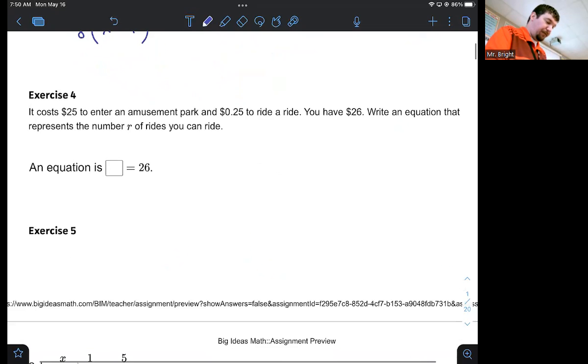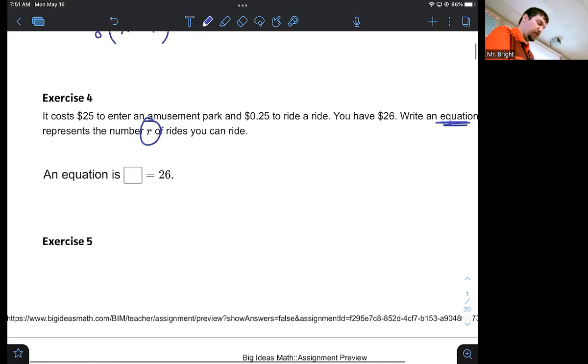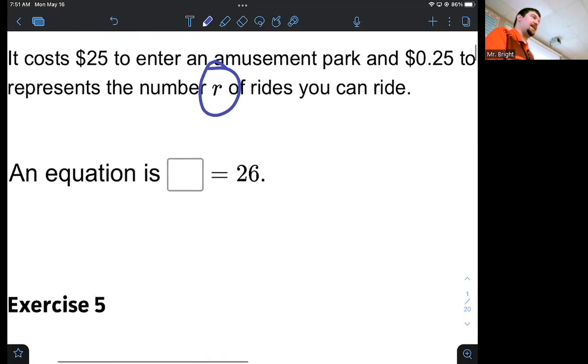Number 4, it costs $25 to enter an amusement park and 25 cents to ride a ride. You have $26. Write an equation. Equations have equal signs. That represents the number R of rides you can ride. So our equation is going to have an R in it somewhere. Now you'll notice that they've already started the equation for us. It's going to be set equal to 26.